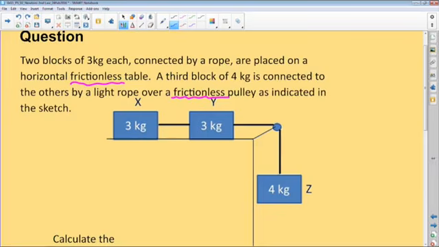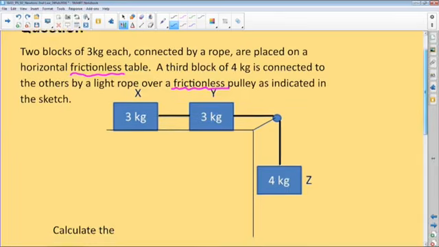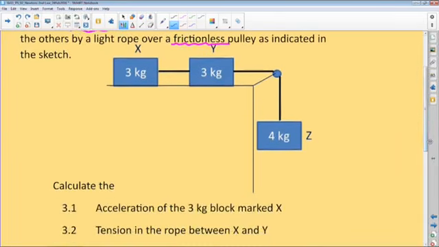We've got block X and block Y on the horizontal plane, so they're on top of a table, and block Z is in our vertical plane. So remember I said to you that I like drawing diagrams. For this, I'm going to draw a free body diagram of X, and it's going to show that there's a force going in that direction, and that's all that's acting on X. Let me make life easier. I'm going to indicate that these forces are tension 1 and tension 2, so then we can label these properly. So that is for X.